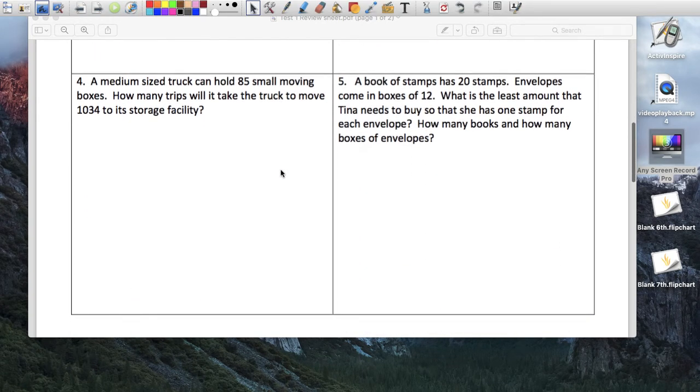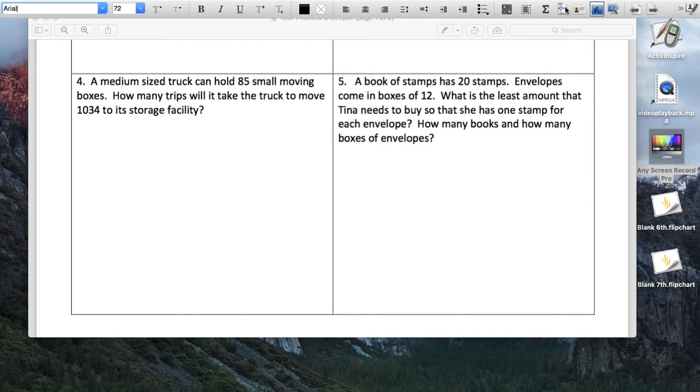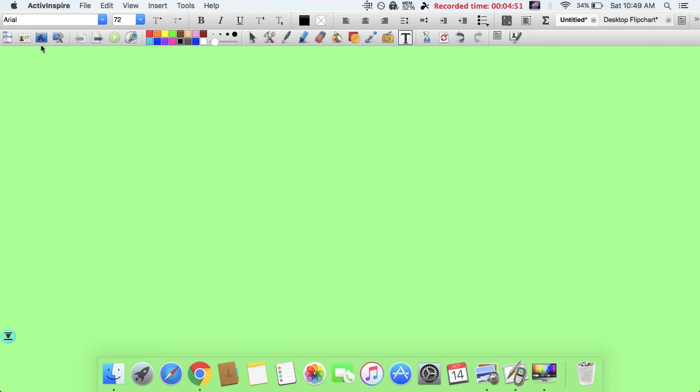A medium-sized truck can hold 85 moving boxes. How many trips will it take the truck? So you can do this several ways. What did I just do?